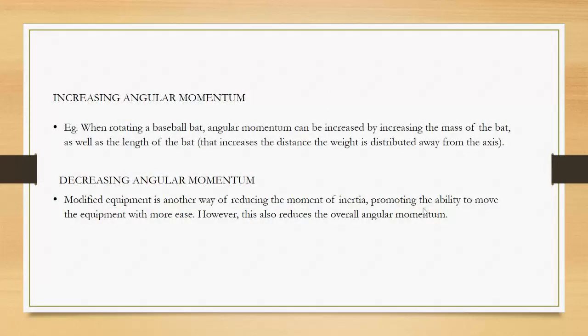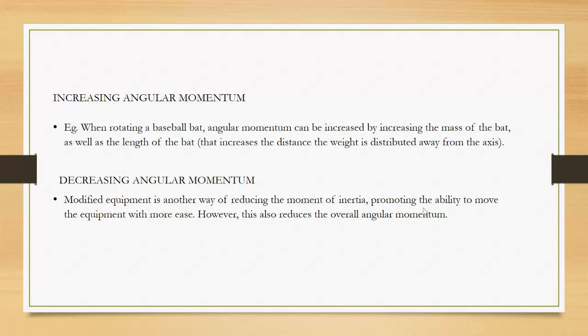Now, increasing angular momentum. When rotating a baseball bat, angular momentum can be increased by increasing the mass of the bat as well as the length. Whereas if I want to decrease angular momentum, modifying equipment, making a bat smaller, will reduce its moment of inertia. So it makes it easier to change it.